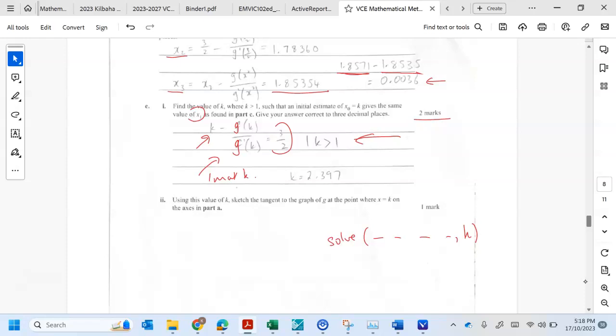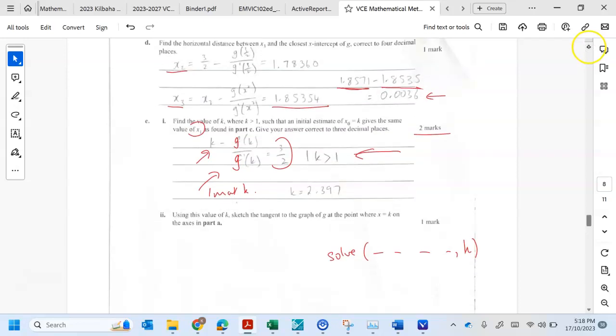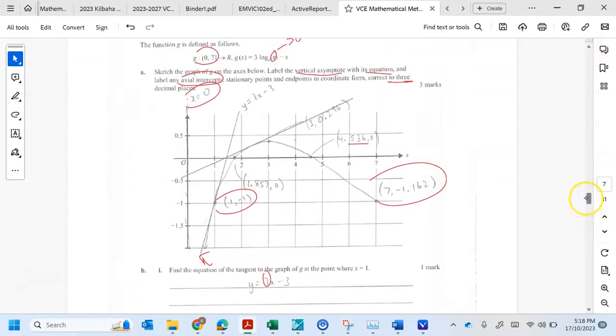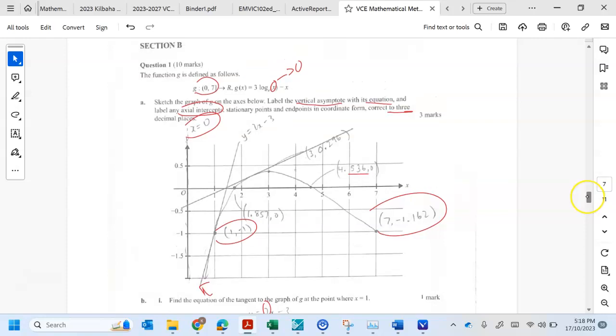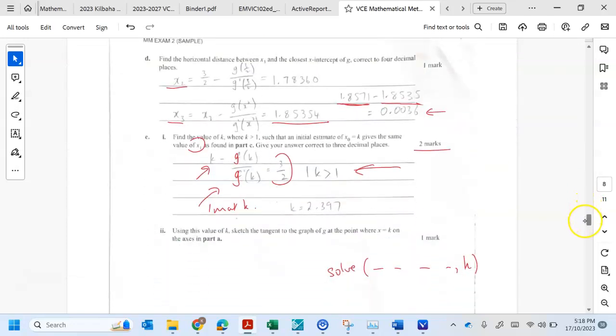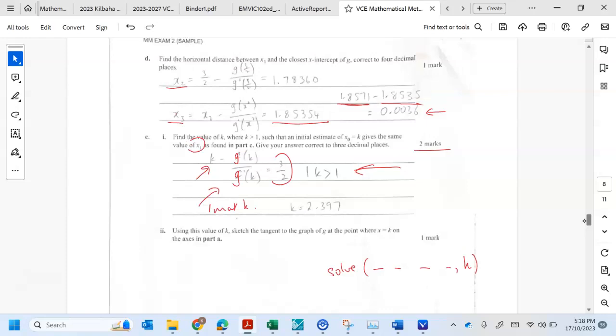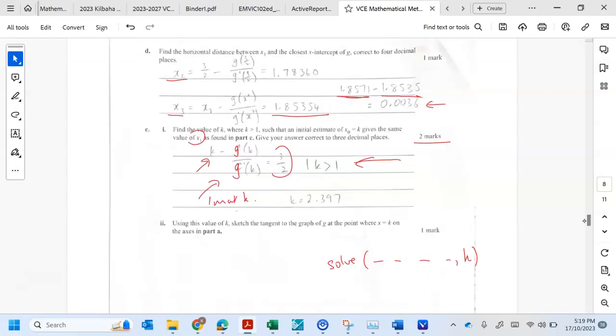All right, and then we had to sketch that. So I've sketched that tangent on the graph. So I'll just go back up. All right, so that's my other one here. What did I do? I can't remember now. Find the value of k. Using the value of k, sketch the tangent. Oh, okay.